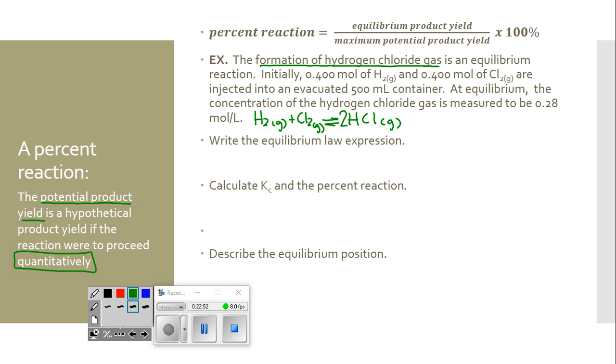Now that I have my expression, I can write my equilibrium law, where I take the product concentration squared, because the coefficient is 2, divided by the reactant concentrations, not squared because their coefficient is 1.